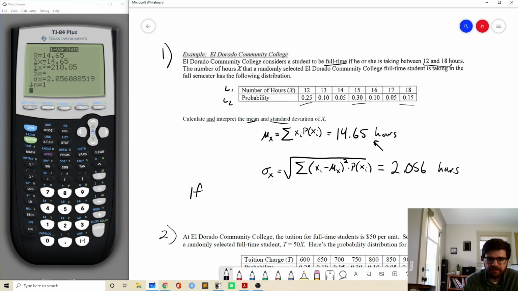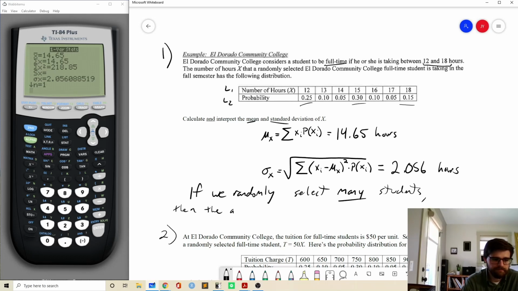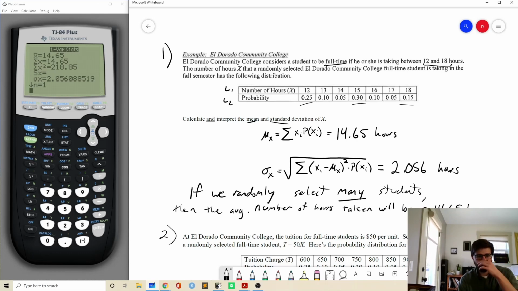That value doesn't describe anything that can happen if we look at one random student, but if we randomly select many students, then the average number of hours taken will be about 14 point whatever. Okay, so this is how we interpret the expected value.